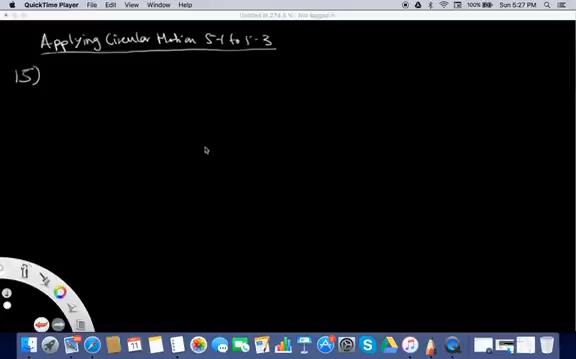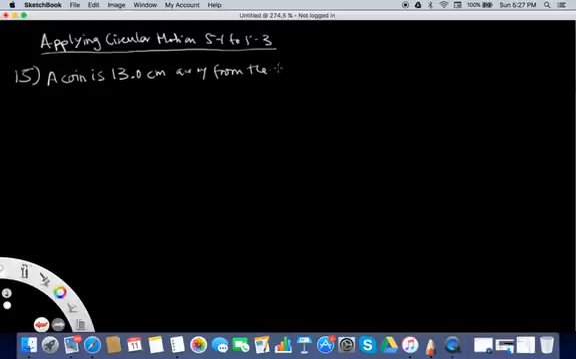So we have a problem, and it states that a coin is placed 13 centimeters from the axis of a rotating turntable of variable speed. So this is a variable speed. It's not necessarily uniform circular motion anymore. The speed is varying. Okay, so a coin is 13.0 centimeters away from the center of a circle. Okay, and it is a varying speed.